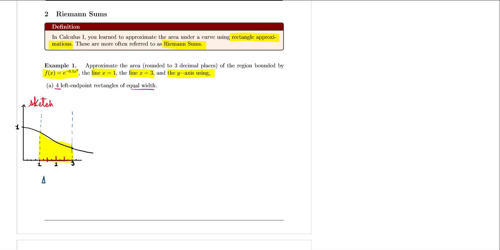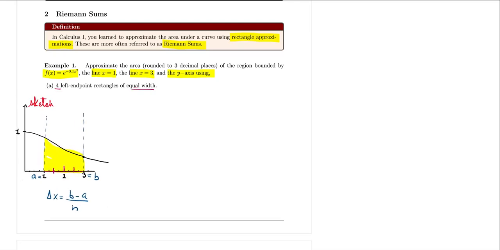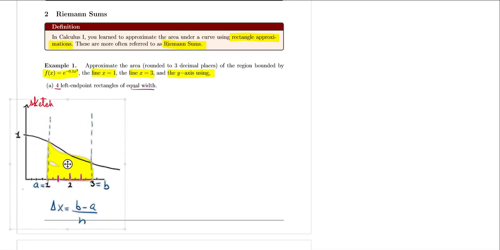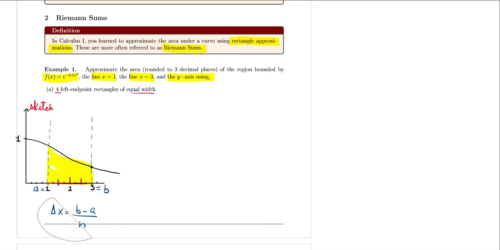We're going to have here that delta x, the width of our rectangles, is going to be b minus a all over n, where the a is our left endpoint and the 3 is our b, which is the right endpoint. Now let me give myself a little bit more room here on my sketch so I can label it appropriately. Okay, so now we figure out our width, which was the delta x. So each subinterval has a width of delta x.